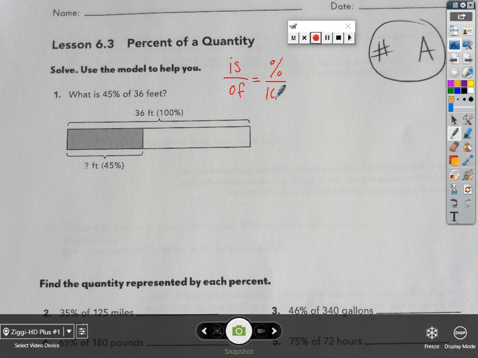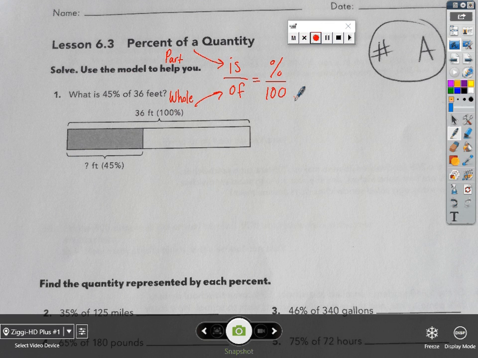And it might be important to remember and note, like we took notes on in our flip book recently, that the is always talking about the part, or the of is always referring to the whole or the total. Just like the percent here is talking about a portion of the total 100%. Okay, we're going to use this setup to kind of get us going.